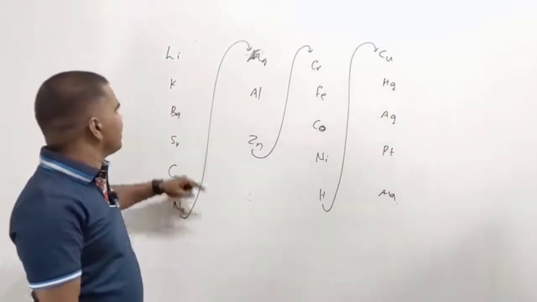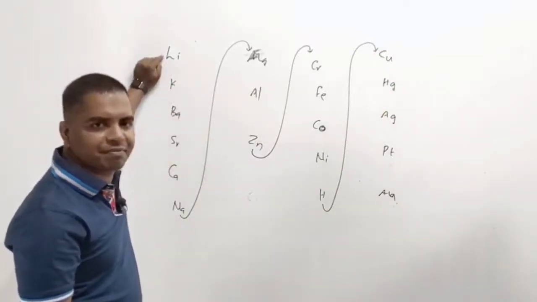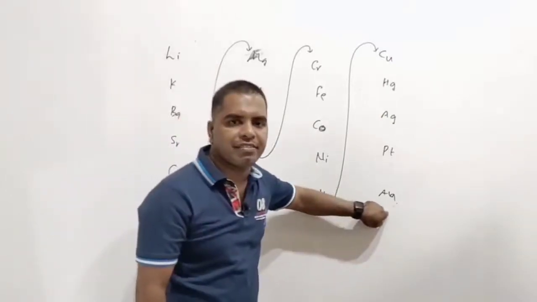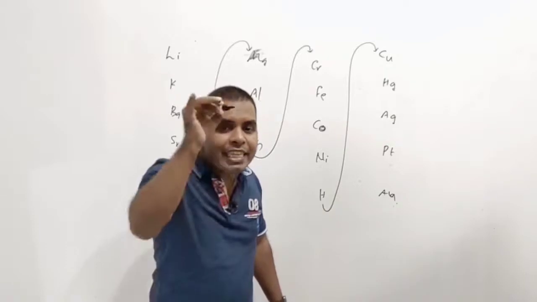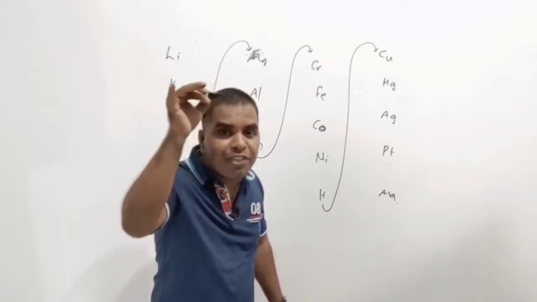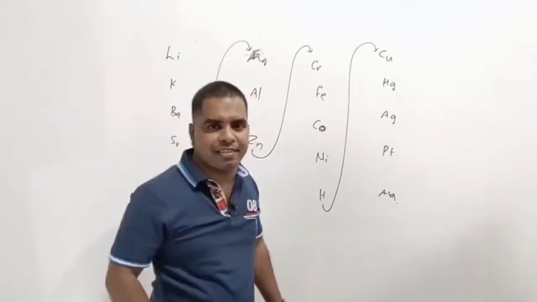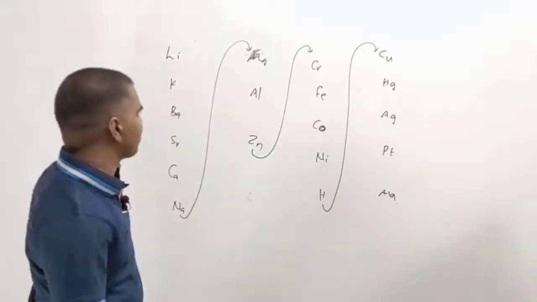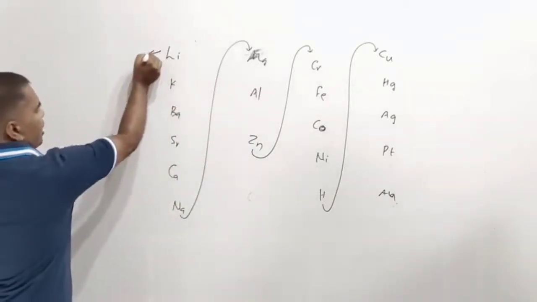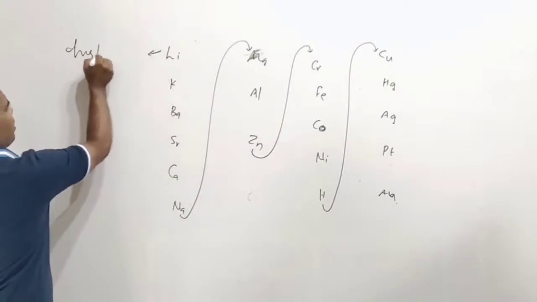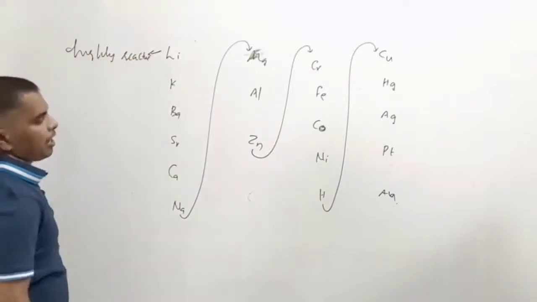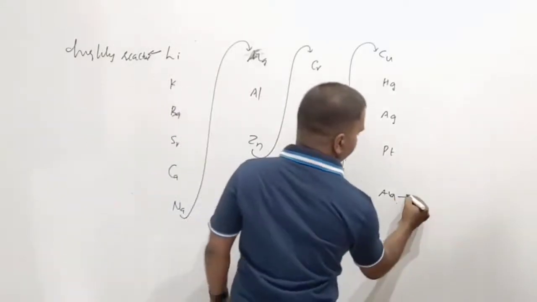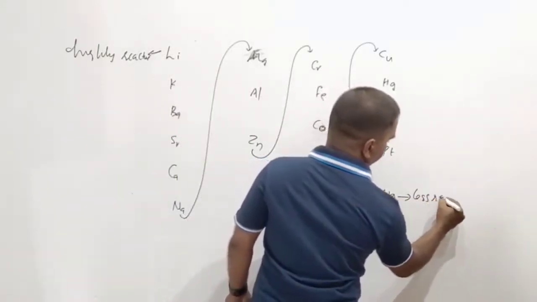Reactivity series. This metal is highly reactive and this metal is less reactive. The arrangement of different metals in the decreasing order of reactivity is known as the electrochemical series. Listen, lithium is highly reactive metal, and gold is less reactive, right?